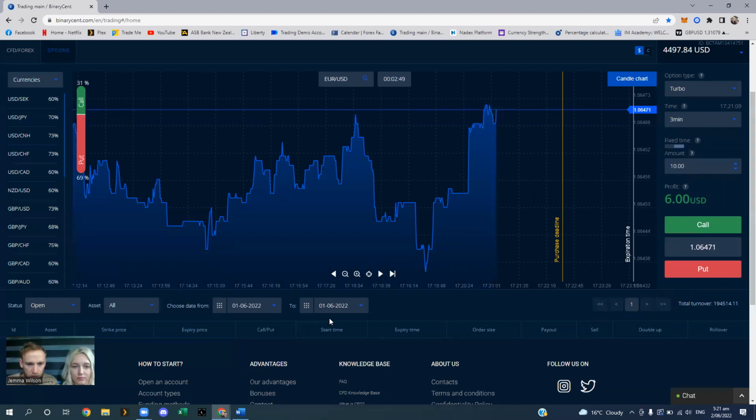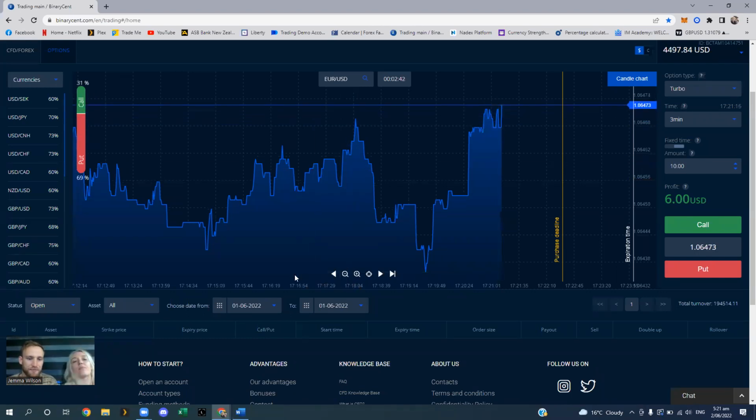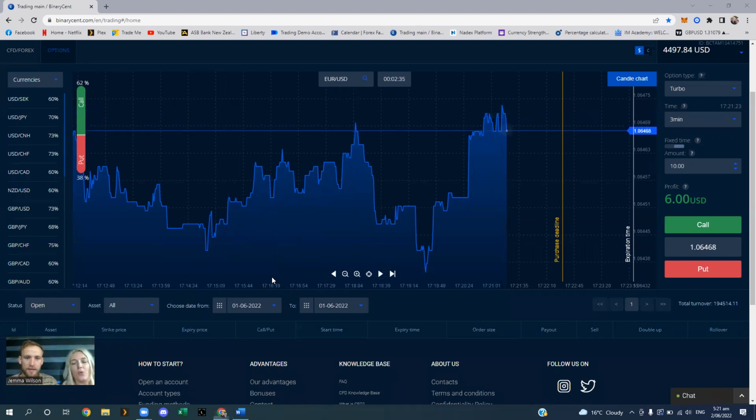So it's a binary trading platform, a trading platform like Pocket Option. Just a different broker. Cool. Let's see if we can find some trades.